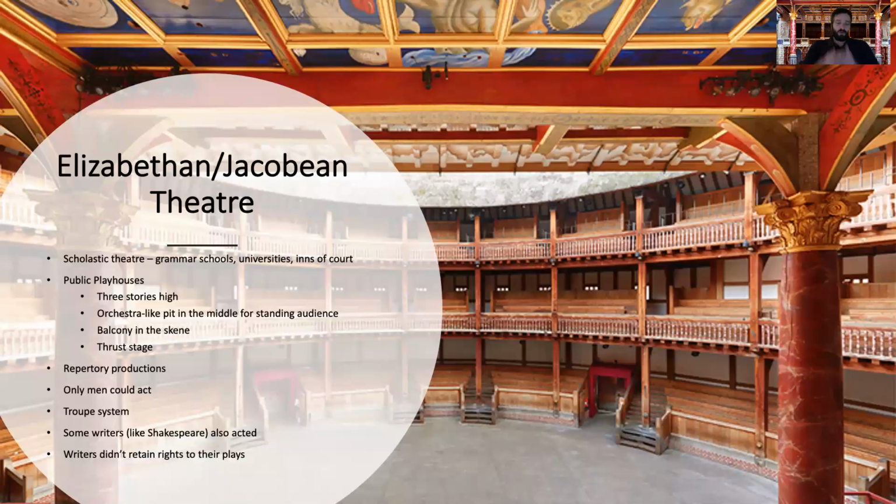Now, what did Elizabethan or Jacobean theater look like? Well, this is the first instance of scholastic theater, right? Theater that was in schools, right? So grammar schools, university, inns of court, which was lawyers essentially putting on these plays, and law schools. They had public playhouses, right? So open to the public.